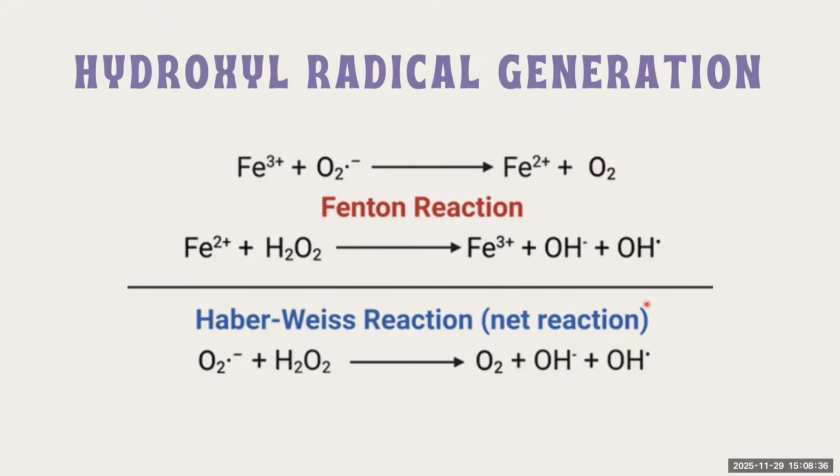I want you to keep in mind that the hydroxyl radical is the most reactive and the most dangerous free radical. The overall reaction of the reduction of iron into ferrous form, combined with the Fenton reaction, gives the overall reaction, which is your Haber-Weiss reaction, however you pronounce that. That's your net reaction. This reaction basically shows how superoxide and hydrogen peroxide work together to form hydroxyl radicals.